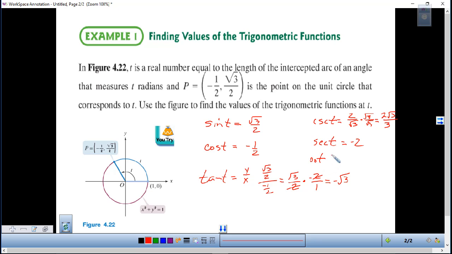And our cotangent t is the reciprocal of this thing right here, so it's negative 1/2 divided by the square root of 3 over 2. And when we do that, we end up with negative 1/2 times the reciprocal of that, which is 2 over the square root of 3. Once again, the 2's do cancel out, and we're left, let me block this off, with negative 1 over the square root of 3. Well, when we rationalize and multiply by square root of 3 over the square root of 3, we're going to get negative square root of 3 over 3.